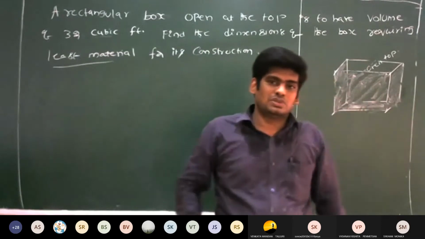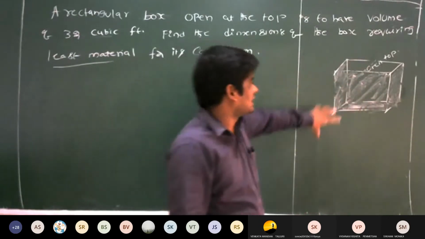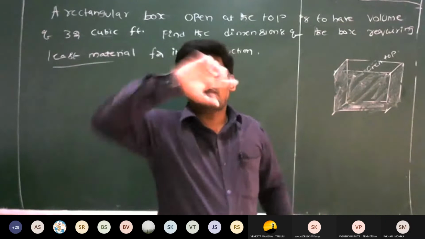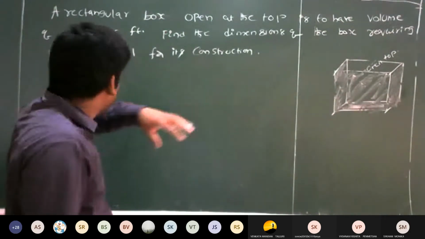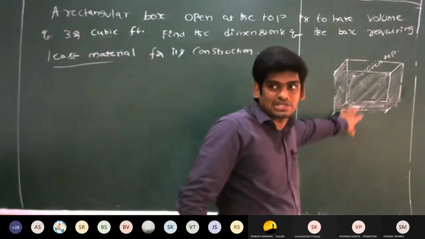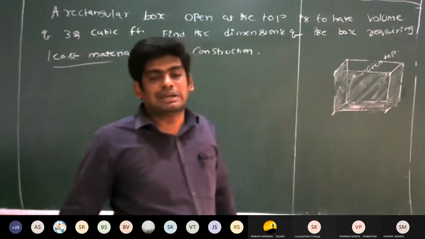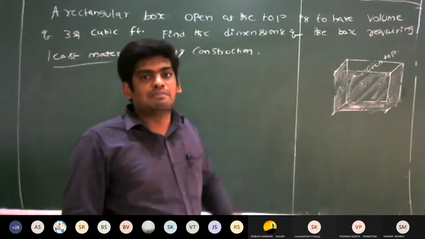Indoor, outdoor. Cricket stadiums are like that. So the top is open, right? But everything is filled, constructed. Like that, here we are going to calculate the minimum dimensions, the minimum dimensions to construct that rectangular type box, rectangular type material, right?